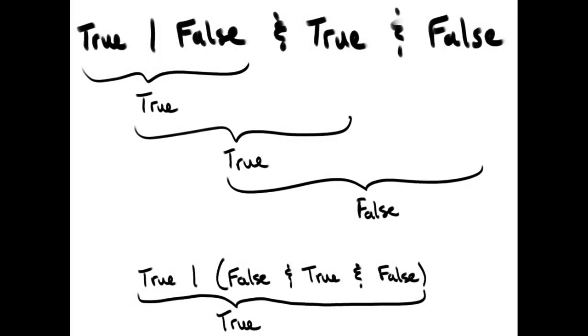Now, if we look here, we can see an example of where order of operations would matter with Booleans. So you can have a true or false and true and false, which, as you can see, becomes false. Whereas true or, and then parentheses, false and true and false, will give you a true because the first one is true. So order of operations and parentheses do matter in Booleans.